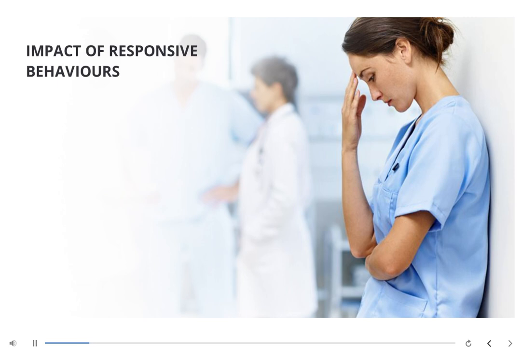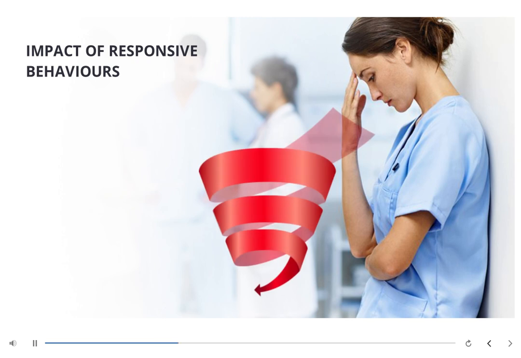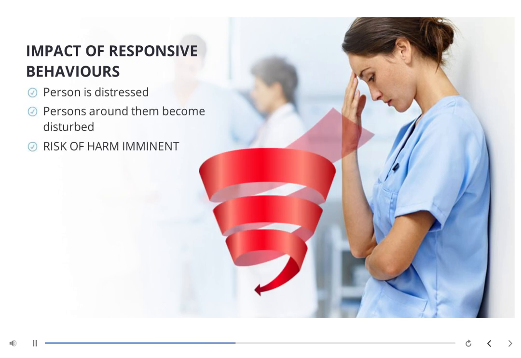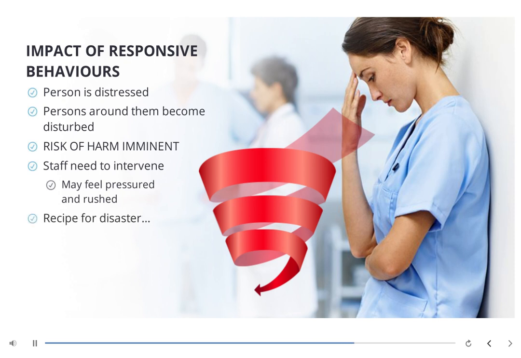Once a person responds to these situations and it is not managed, there is often a downward spiral. The person is distressed. Others around them become disturbed. Staff may need to intervene in redirecting. They begin to feel rushed and frustrated. This results in an increase in responsive behaviors, and now we have a recipe for disaster with the potential for violence.